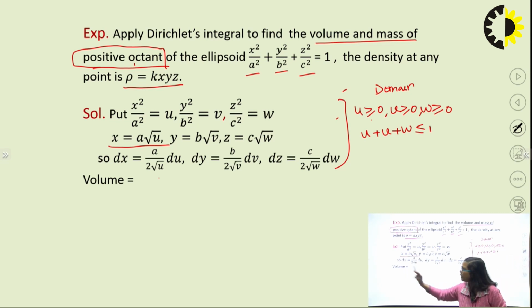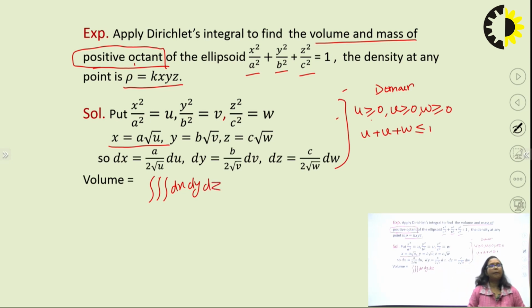Now we first start with finding the volume. As you know, volume is given by the triple integral dx dy dz. This is the volume, triple integral dx dy dz. So now we put in the values of dx dy dz, which we have already calculated in terms of du dv dw.